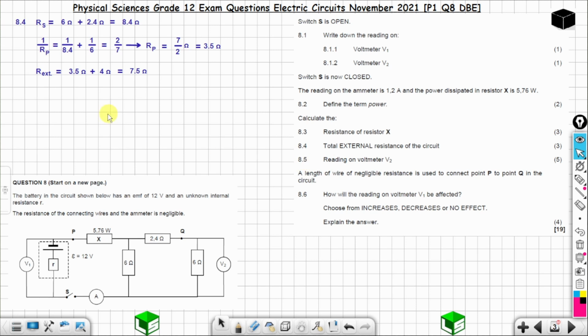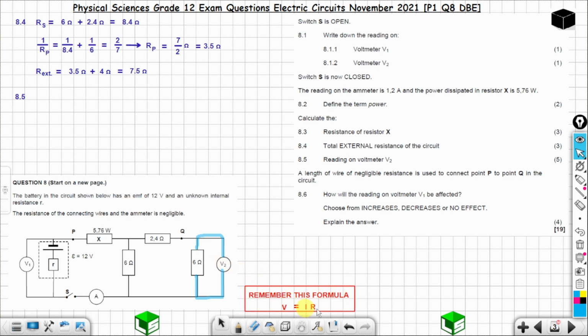Now, question 8.5: calculate the reading on voltmeter V2. V2 is connected across the 6 ohms resistor. V2 is connected across this resistor. So we have to find the voltage across this resistor. We have to find the potential difference across this resistor. So you can use this formula.